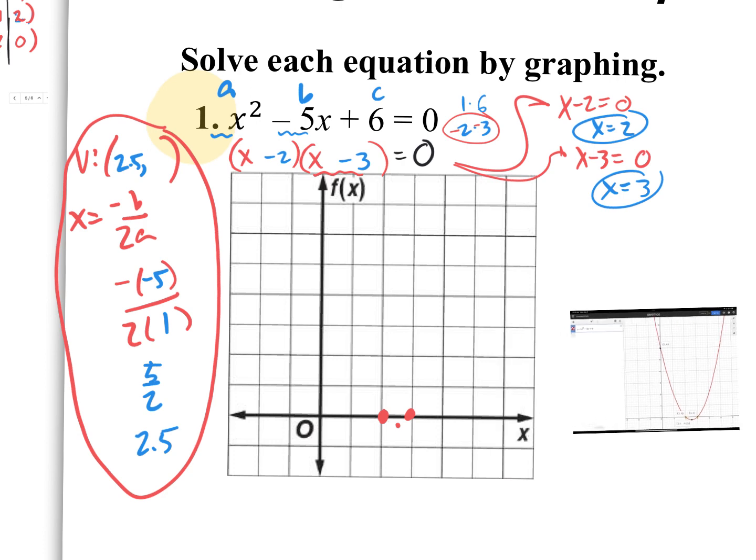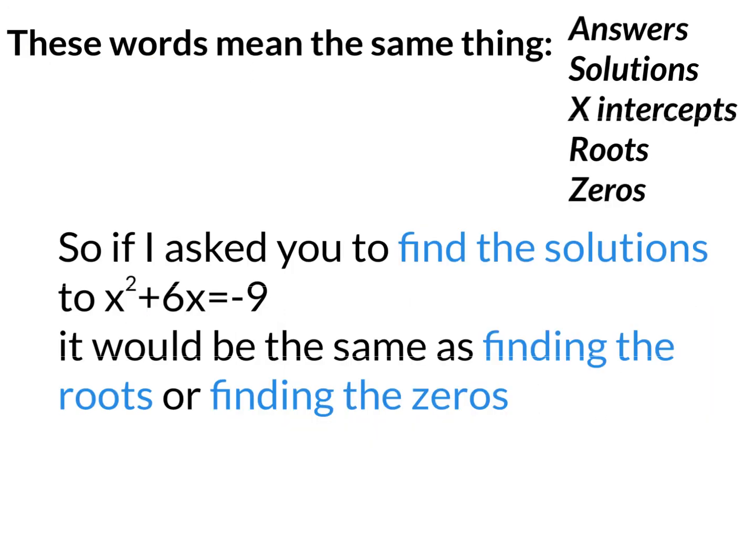So the x-intercepts are the answers. So let's go back to the words that I was talking to you guys about right now. Answers, solutions, x-intercepts, roots, zeros. And we all saw that x-intercepts are the same thing as solutions or answers, because to find the x-intercept, you got to set y equal to 0, and it becomes an equation that you solve, that you can find answers to. How about roots and zeros?